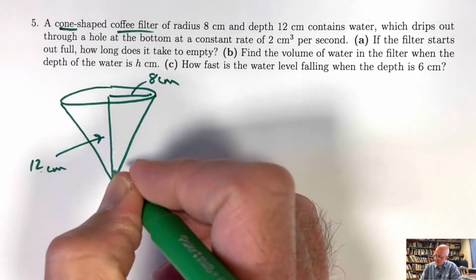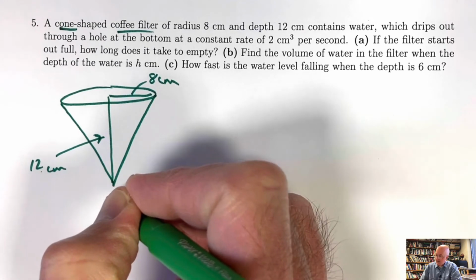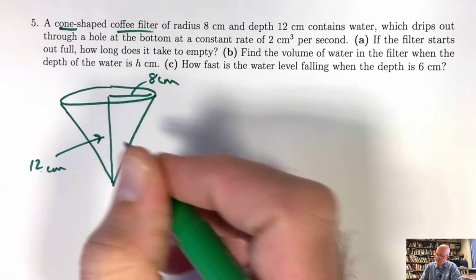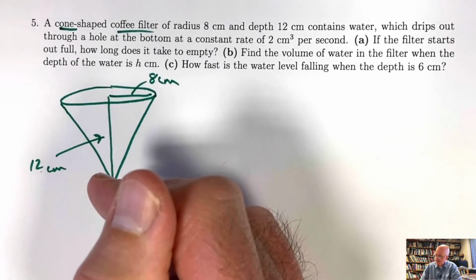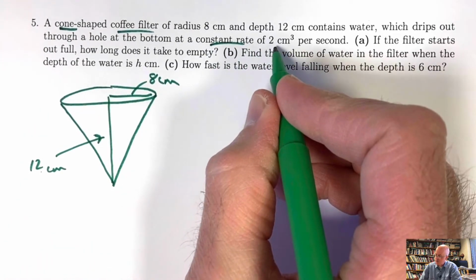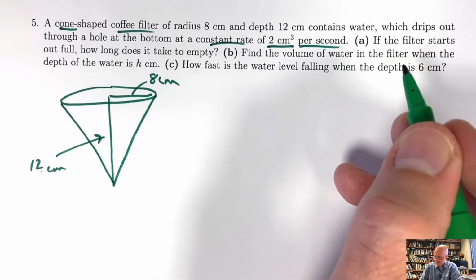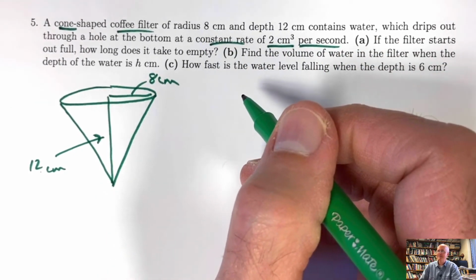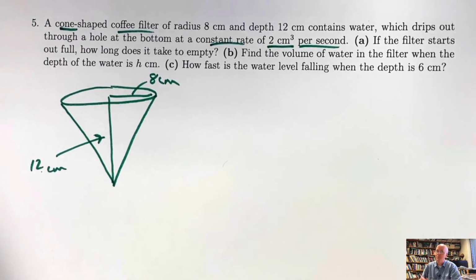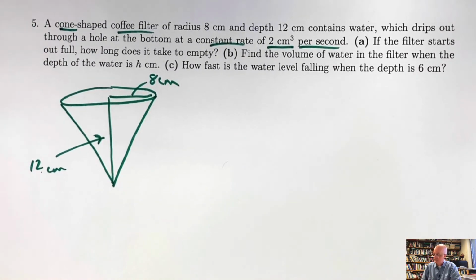And we're assuming water is dripping out into a coffee pot, say. Maybe there's coffee grounds in there, but it's the water that's been stained by the coffee, so to speak, dripping out at the bottom at a constant rate of 2 cubic centimeters per second. Is that realistic? Does that really happen? I don't know, but for the sake of doing the problem, we're assuming that.